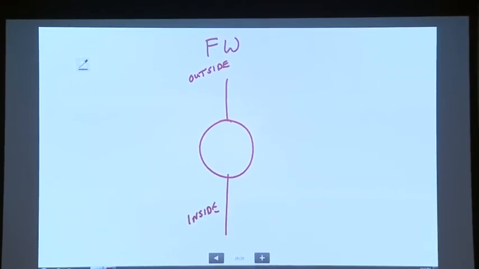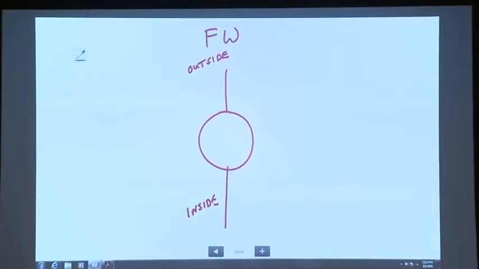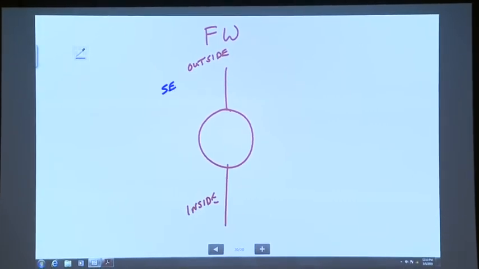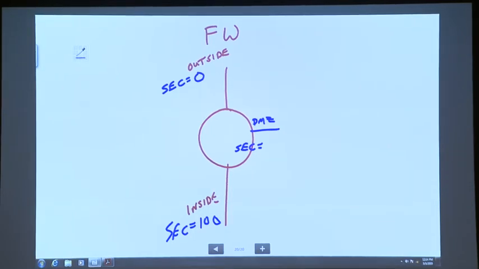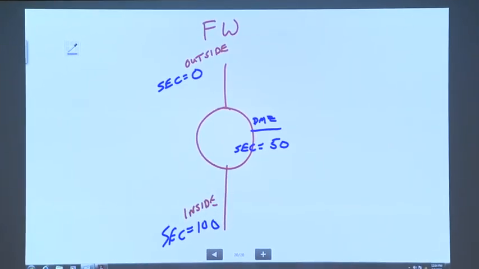So by default, it gives me some security levels in here. This has a security level of 0. The inside has a security level of 100 by default. And if I were to add in a DMZ out here, my security level here is somewhere between 0 and 100. I'm going to give it a security level of 50.